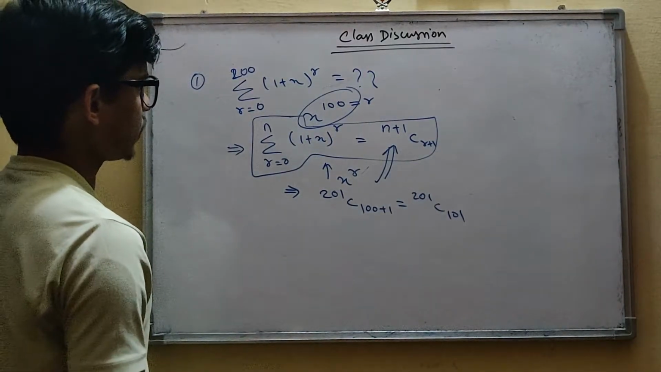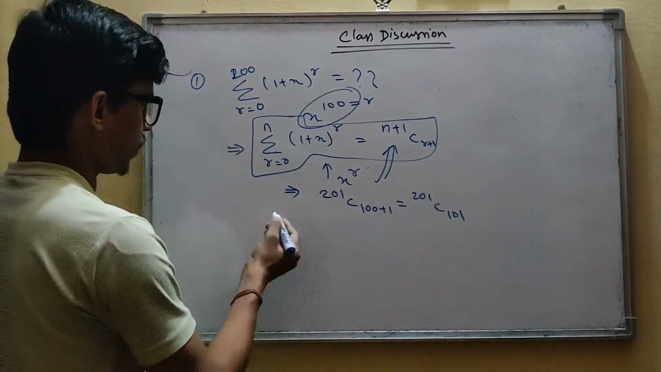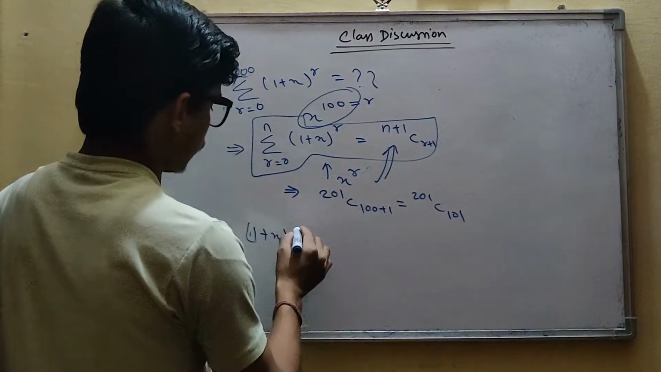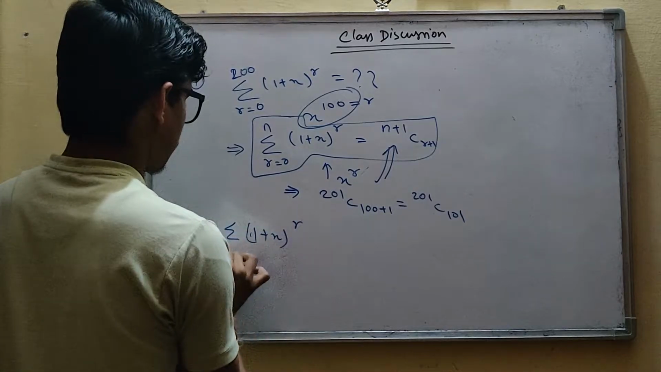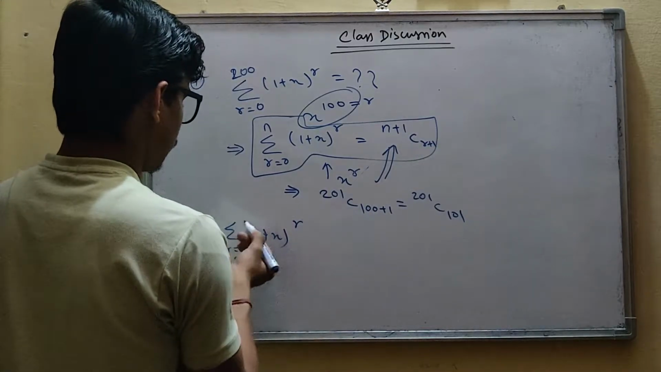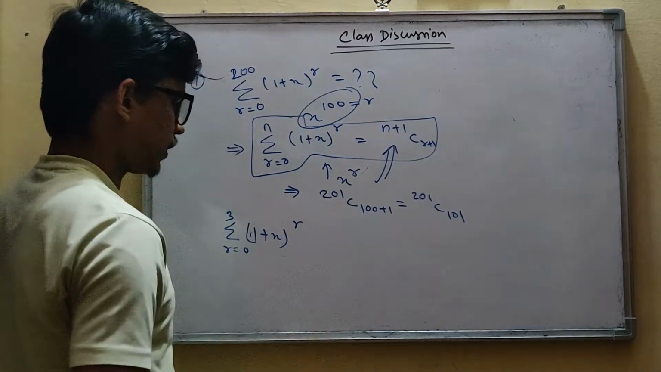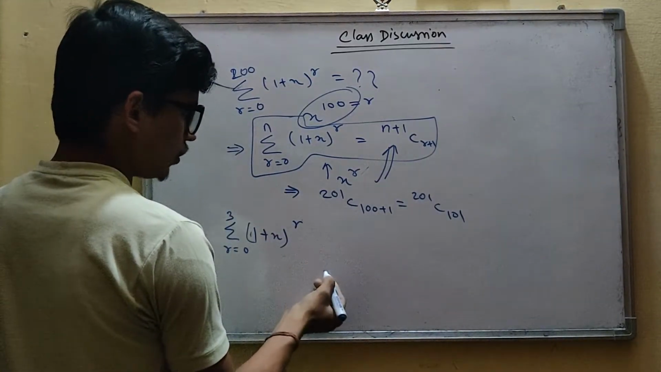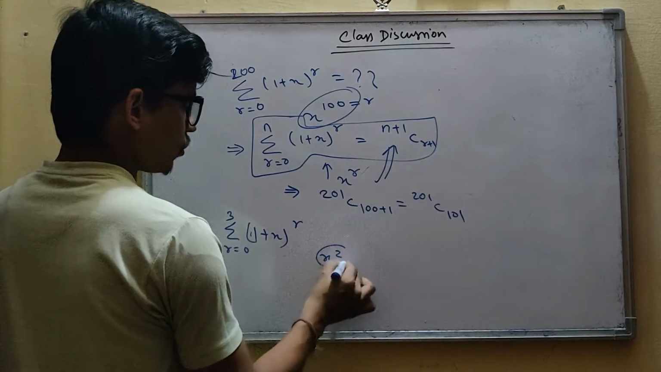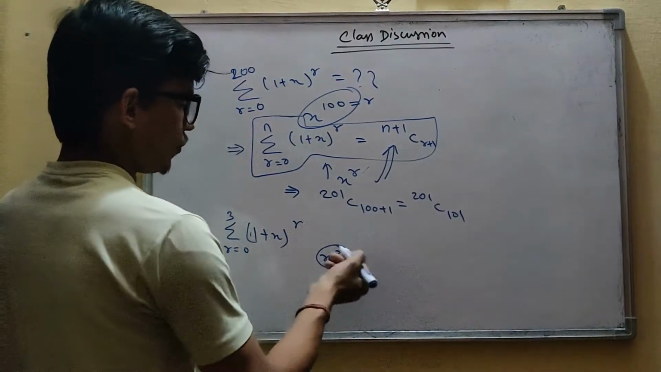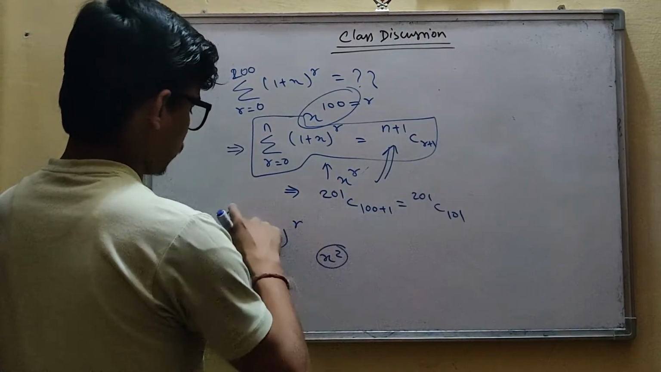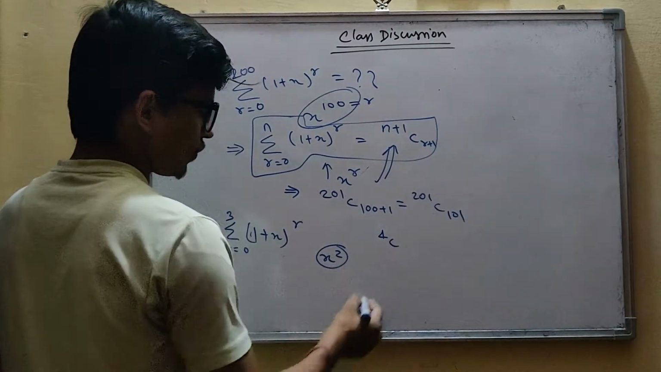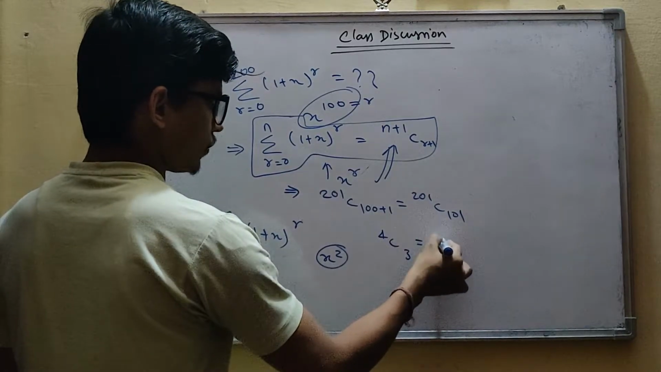If you want to examine whether it is true or not, you simply take (1 plus x) to the power r, with summation on r from 0 to, let's say, 3, because till 3 you can easily find that. Try to find the coefficient of x square. Here n is 3, so n plus 1 is 4. For the coefficient of x square, it should be 4c3, which is 4.